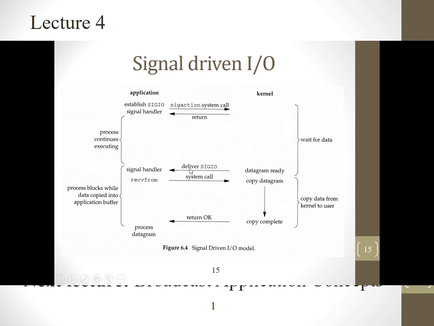A signal is delivered to the application, to the signal handler. What signal? The input-output signal is delivered. What is the purpose of this signal? This notification is to inform the application, the signal handler, that some datagram has arrived on the kernel side, and to please send a system call, recvfrom, to go and copy the datagram.